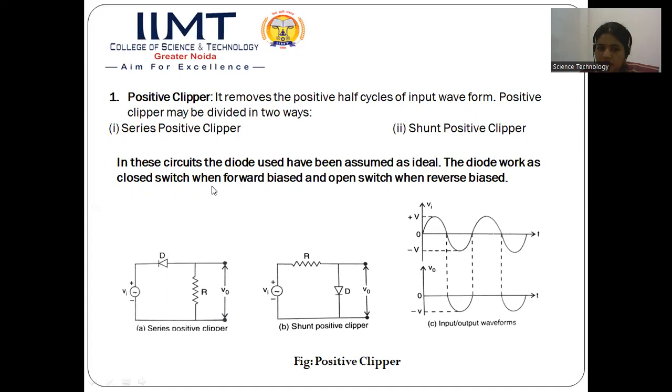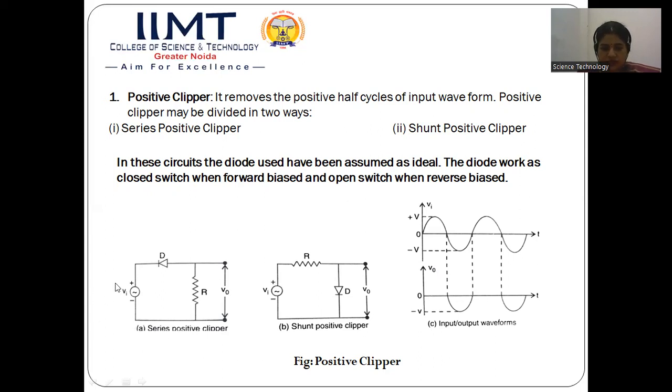that it works as a closed switch in forward bias and open switch in the reverse bias. Now let's try to understand how positive clipper removes the positive half cycles from the input waveform. So for that, we will first consider the series positive clipper. So consider this figure A and C.